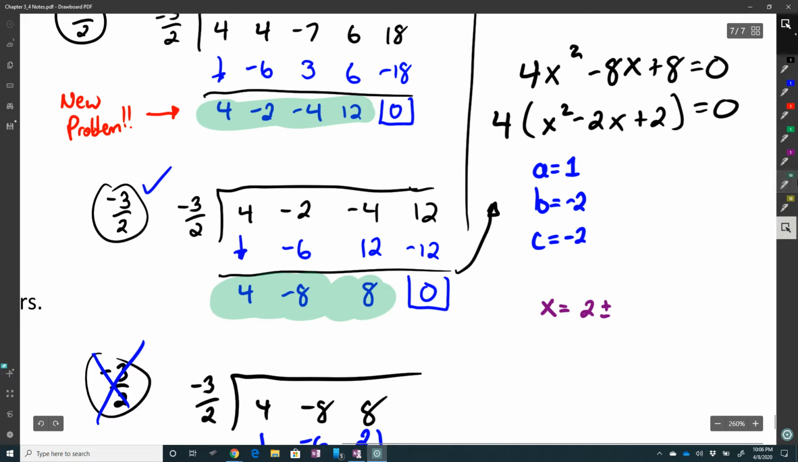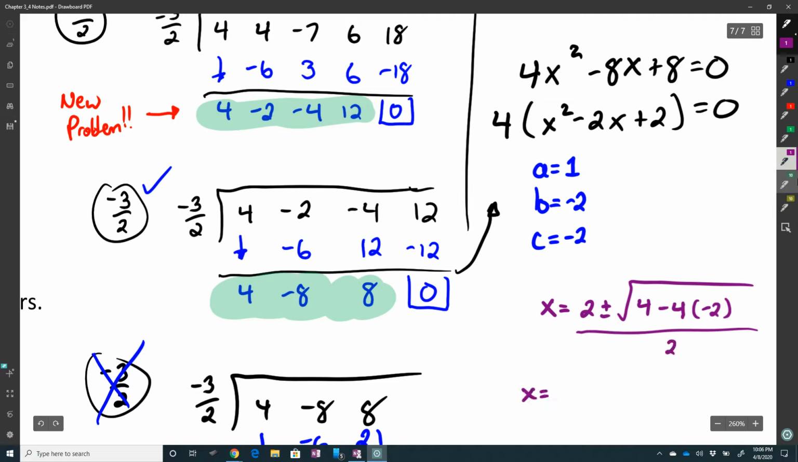Okay. So negative b is positive 2 plus or minus the square root of b squared, so that's 4, minus 4 times a times c, which is negative 2, and then the entire thing divided by 2a, which is 2. So x is equal to 2 plus or minus 4 minus 4a times c. Did I mess up? A times c is negative 2 minus 4. Wait, hold on. I need to catch something that I did.